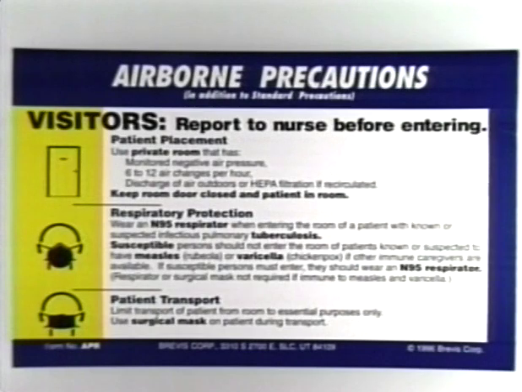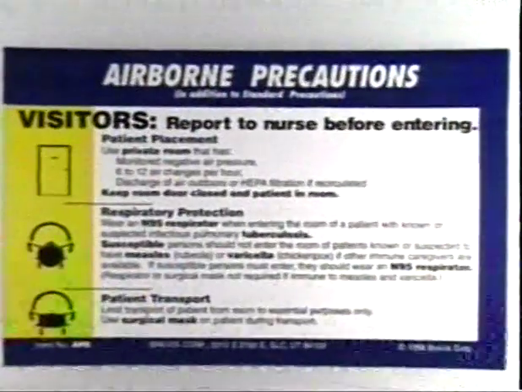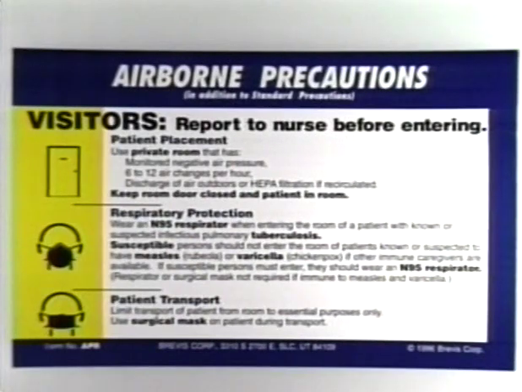The airborne precautions include a sign that visitors must report to the nurse before entering the room. The patient should be placed in a private room that has monitored negative air pressure with 6 to 12 air changes per hour and a discharge of air outdoors or a HEPA filtration if recirculated. Keep the room door closed and the patient in the room. Respiratory protection.